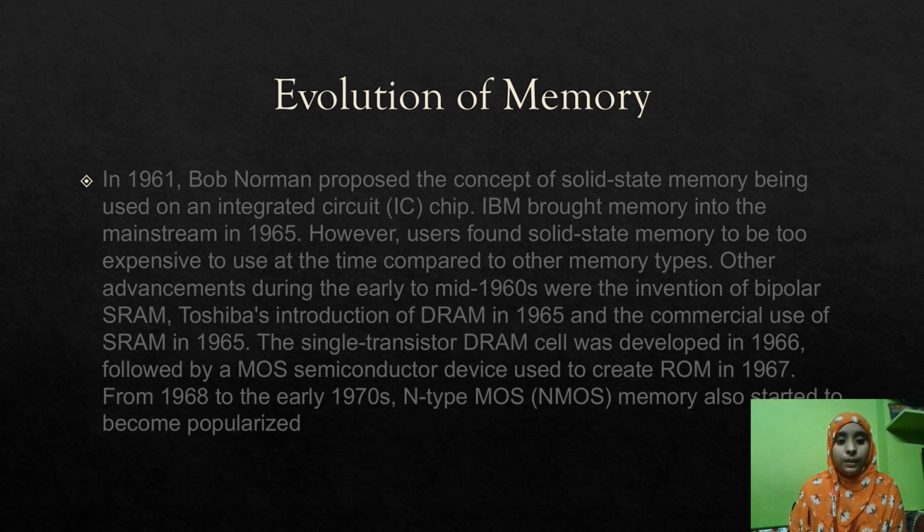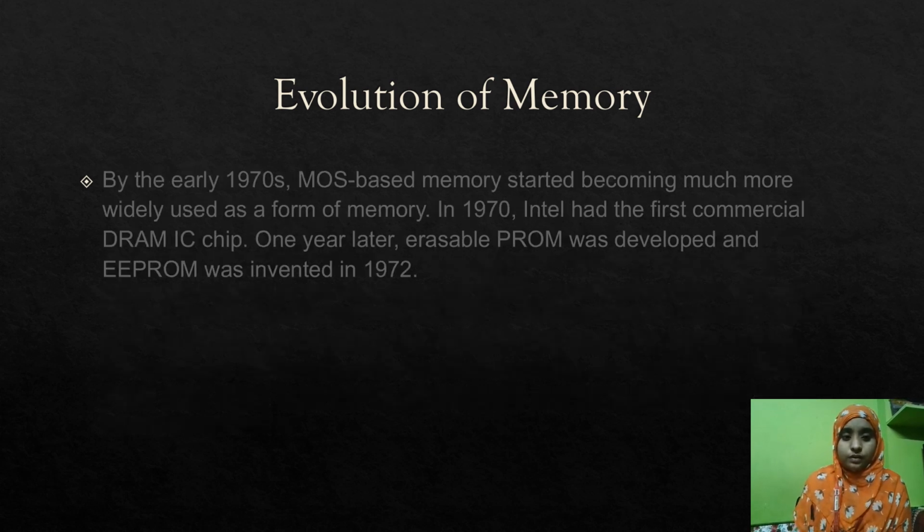Other advancements during the early to mid-1960s were the invention of bipolar SRAM, the DRAM in 1965, and the commercial use of SRAM in 1965. The single transistor DRAM cell was developed in 1966, followed by the MOS semiconductor device used to create RAM in 1967. From 1968 to 1969, N-type MOS semiconductor memory started to become popular.